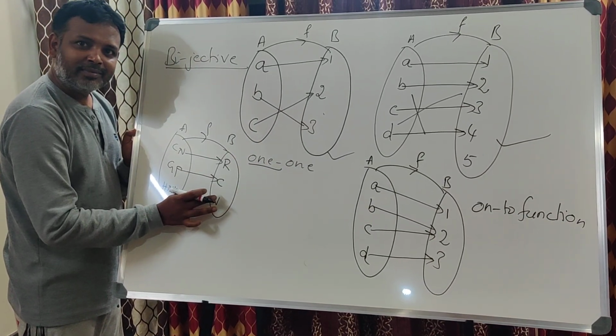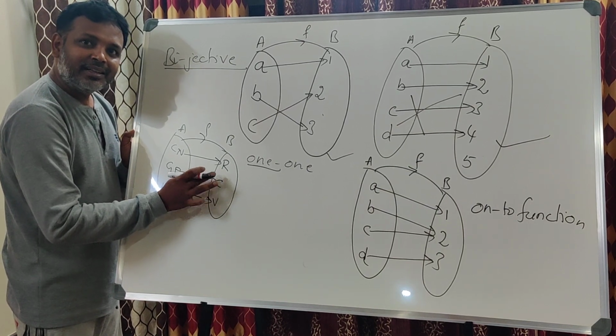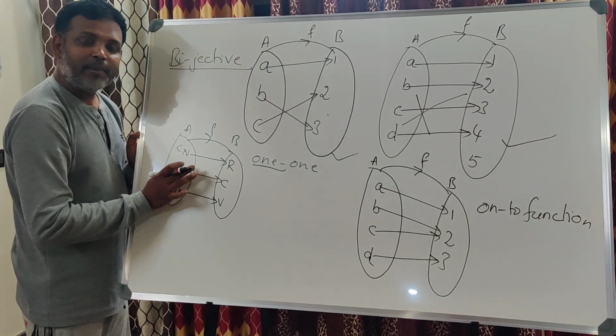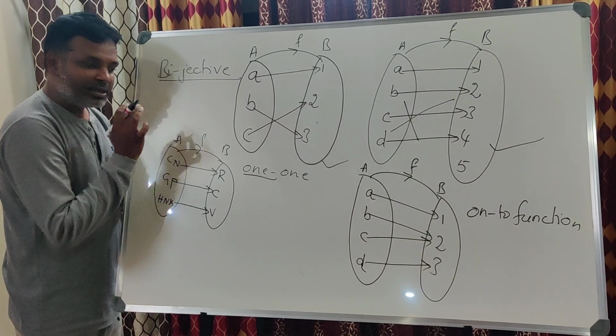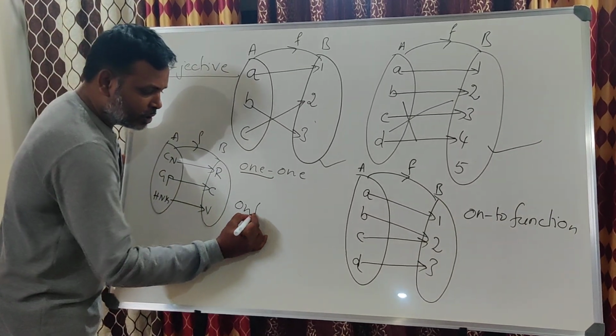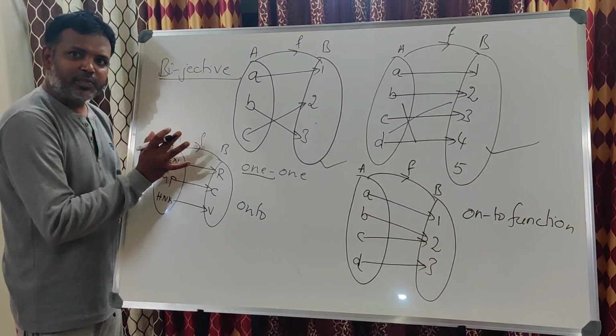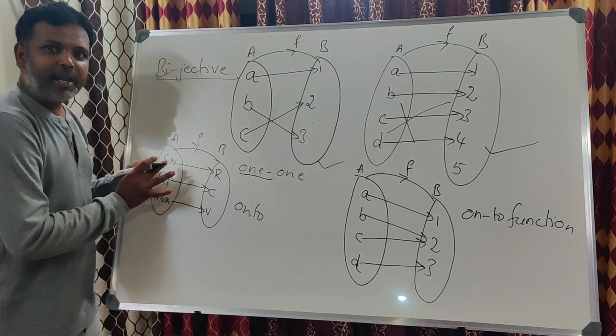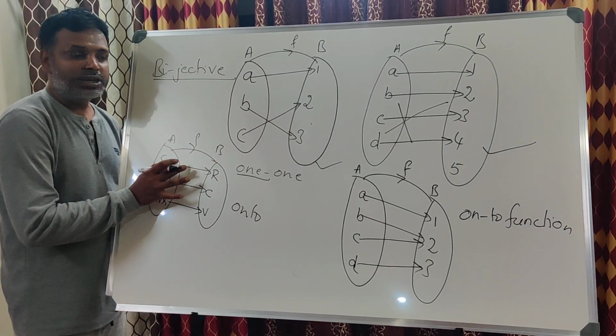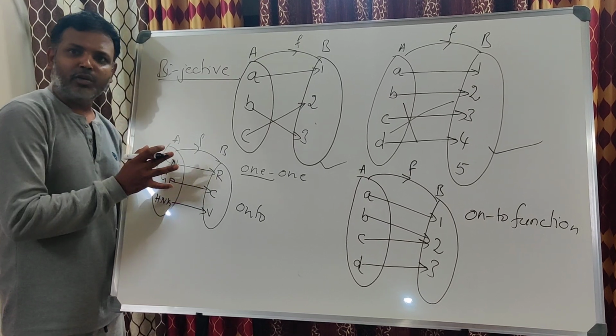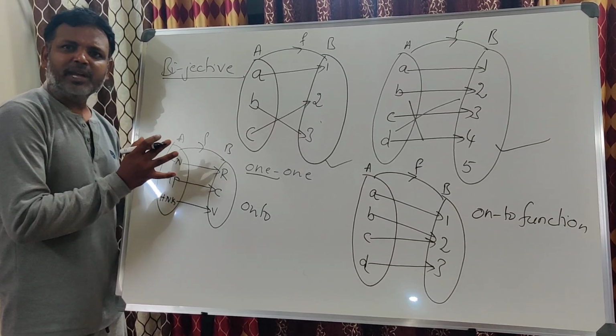And every element of the codomain has at least one pre-image in the domain, then it is also onto. So therefore any function which is both one-one and onto is called a bijective function. So in order to define our inverse trigonometric function, the function must be bijective.